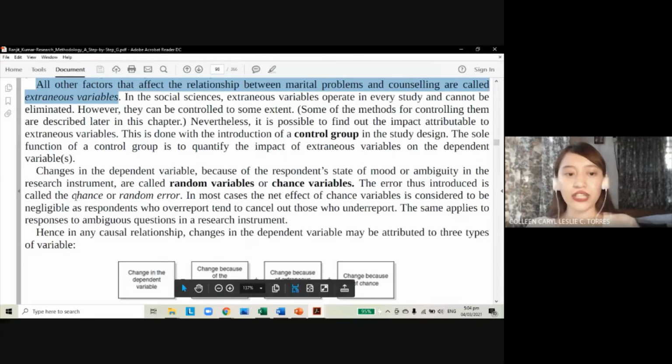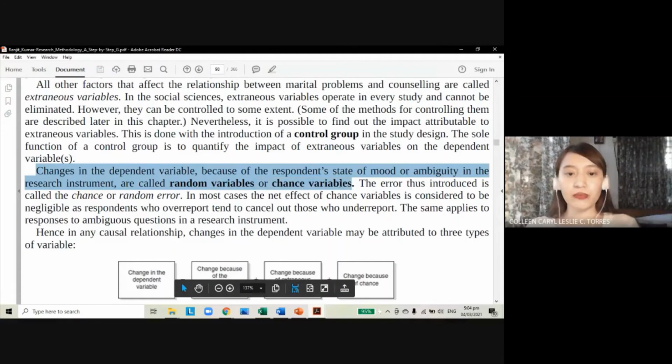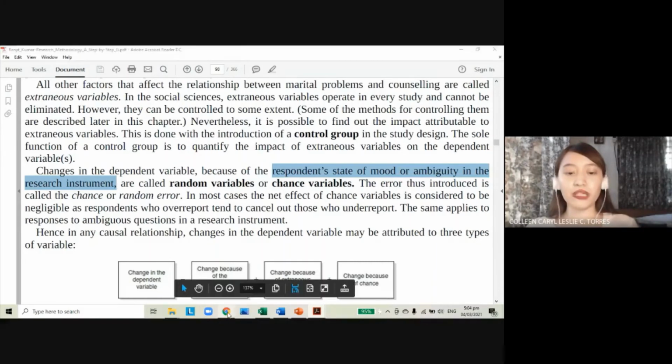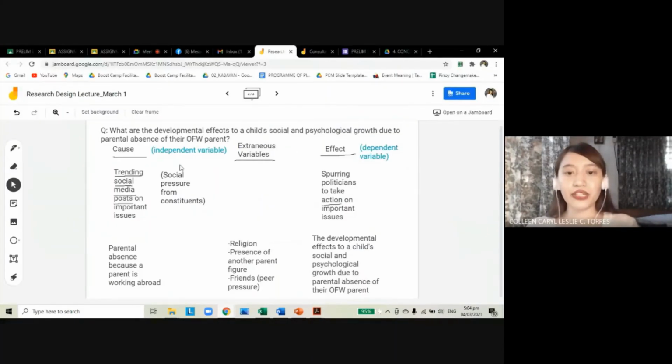Now let's look at a chance or random error. So changes in the dependent variable because of the respondent's state of mood or ambiguity in the research instrument are called chance variables. So there are two aspects of a chance variable, the respondent's state of mood and ang ambiguity sa research instrument. So in a chance variable, let's add another column here.